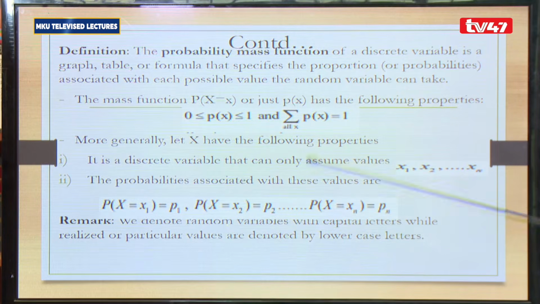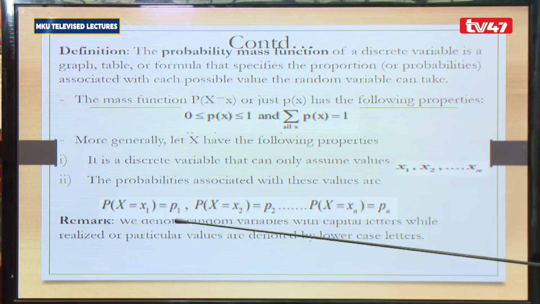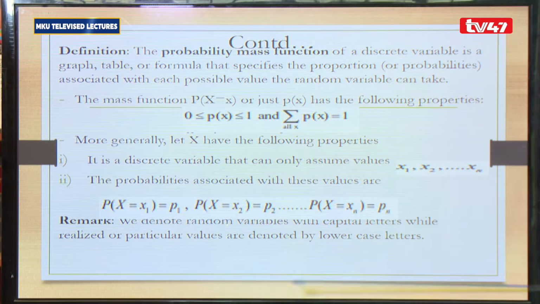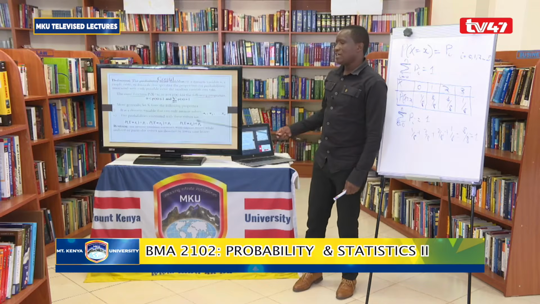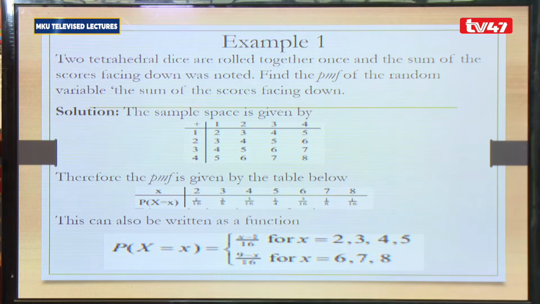Number 2, the probabilities associated with these values must be such that the first observation is associated with the first probability, the second observation with the second probability, like in this table. Each observation with a corresponding probability gives us the chance that it will be observed. A remark here: we denote random variables with capital letters, while realized or particular values are denoted by lowercase letters. So the observed values of X will be abbreviated with a lowercase x, and an uppercase X represents that specific random variable. Let's look at some examples here.